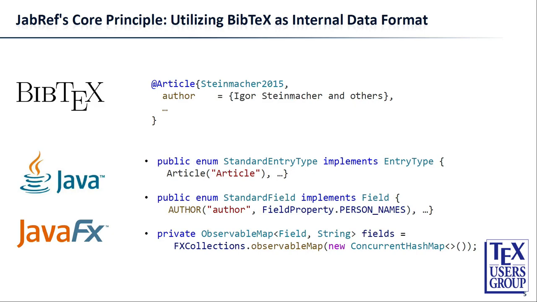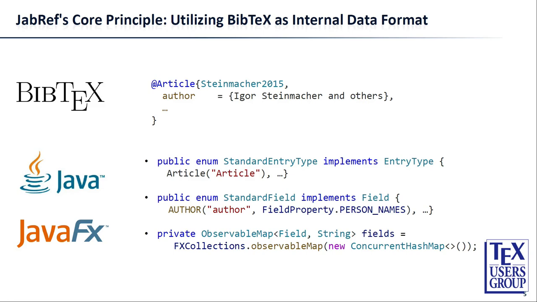And the core idea is to use BibTeX as the internal data model, which means there's no conversion between BibTeX and some internal proprietary format. We use BibTeX in the core. I put a short example entry, being an article with a citation key, having an author, and then I show you the data types used in JabRef. The data types are stored as enum, and we have all standard types encoded as enum entries, like article, and so on.